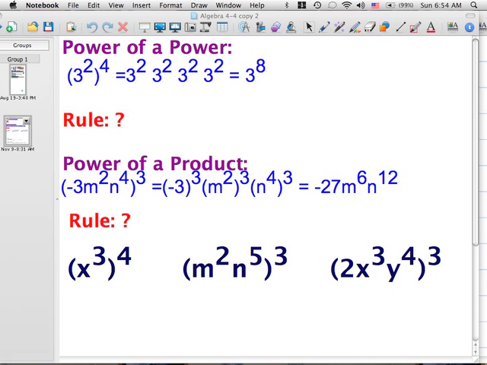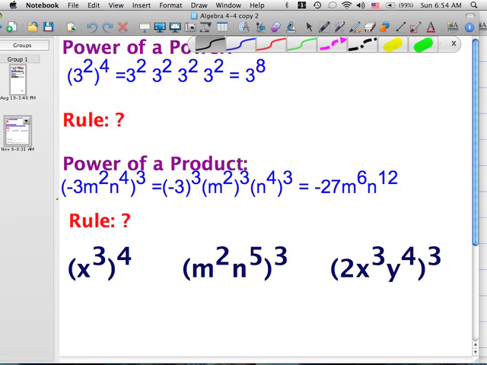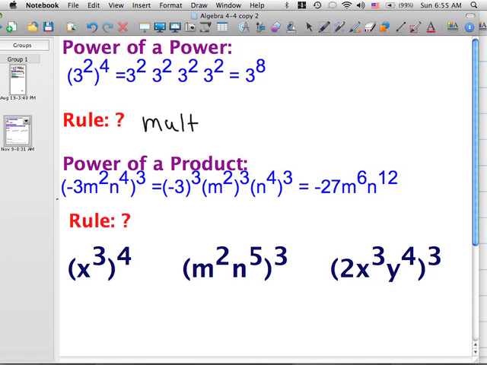8. And instead of doing that every time that I have a power of a power, notice that the 8 is the same as taking the 2 times the 4, multiplying the exponents. So our rule for finding the power of a power is, if the bases are the same, multiply the exponents.